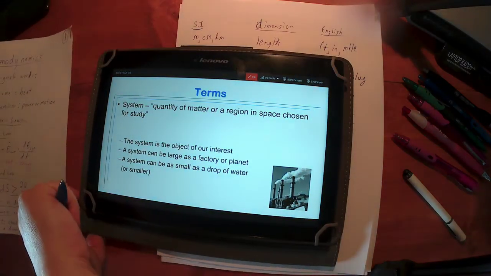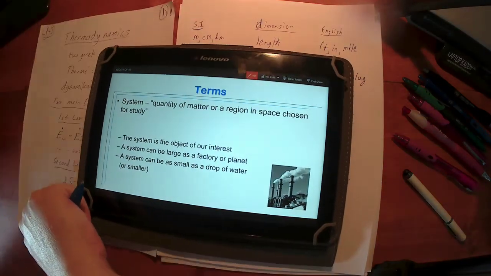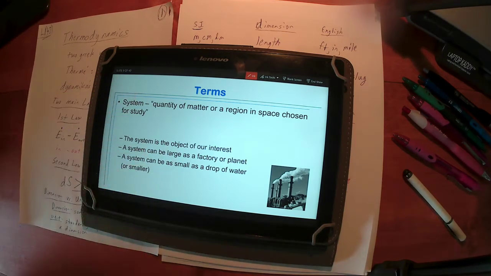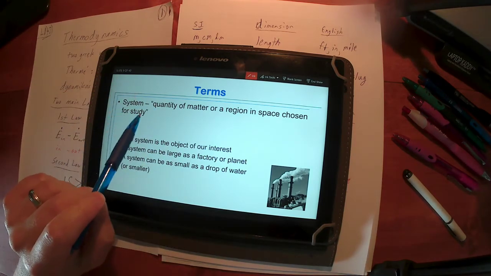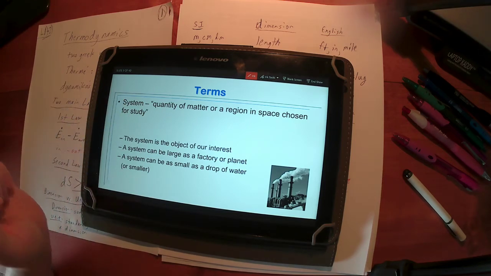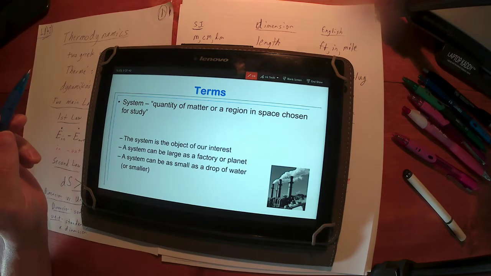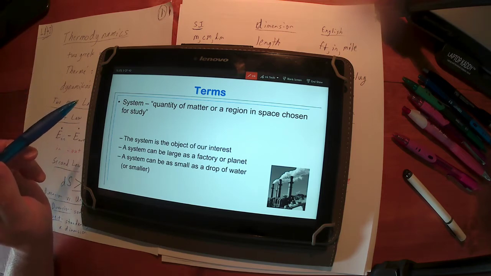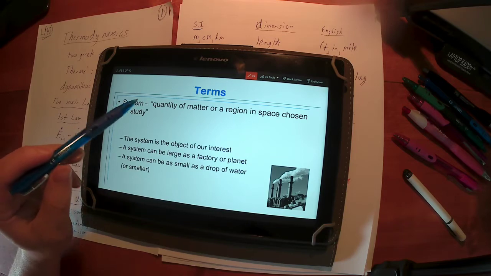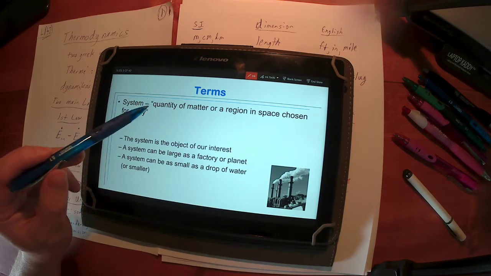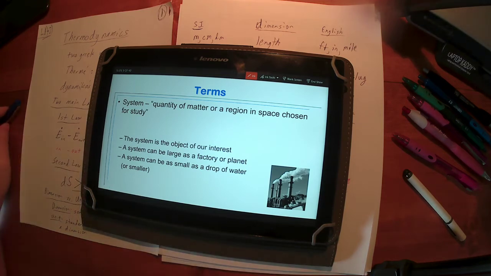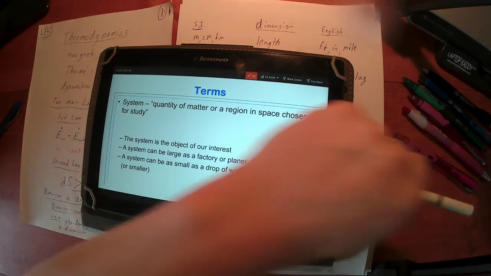What does that mean? Well, the system, and by the way, if you see direct quotes on my notes or in my PowerPoints, those are direct quotes. If there's no other source, that's a direct quote from your textbook, Thermodynamics by Cengel and Boles, and I forget the third author that they've added in the new edition. If it's another source, I will give it to you. But anyway, they define very vaguely a system as a quantity of matter or region in space chosen for study.